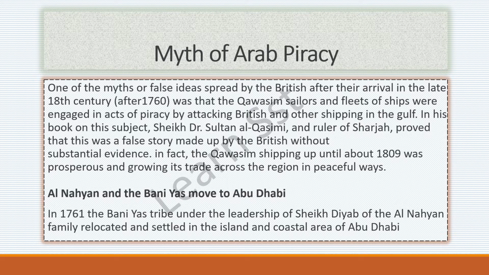Now let us move on to Al Nahyan and the Baniyas, who moved to the region of Abu Dhabi. In 1761, the Baniyas tribe, under the leadership of Sheikh Diab of the Al Nahyan family, relocated and settled in the island and the coastal area of Abu Dhabi.